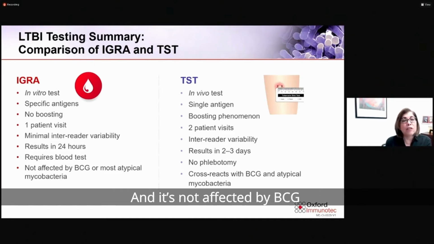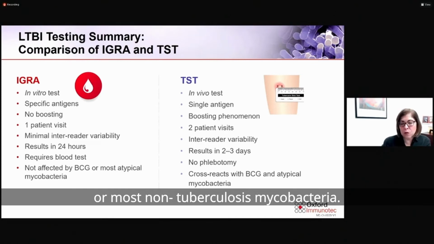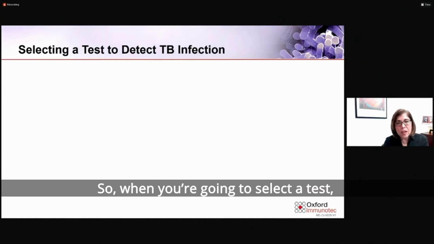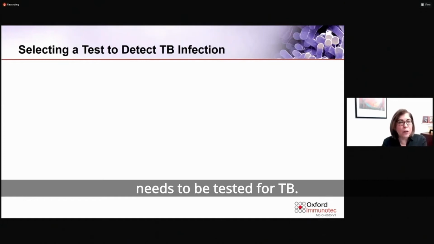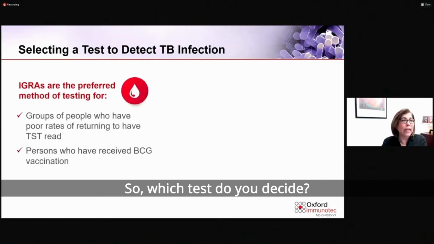You have minimal inter-reader variability, which you have a huge amount of in TST. And it's not affected by BCG or most non-tuberculous mycobacteria. So when you're going to select the test, let's say you do your questionnaires, you do your interrogation and decide that somebody needs to be tested for TB, which test do you choose?